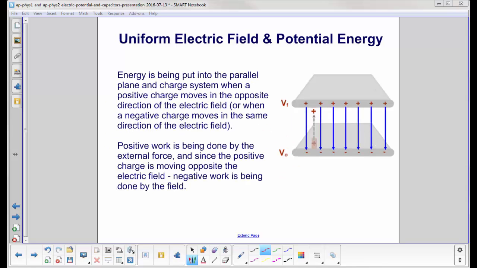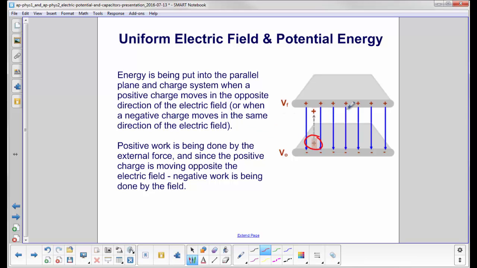Energy is being put into the parallel plane and charge system here when a positive charge moves in the opposite direction of the electric field. So let's circle what's going on here. Here's a positive charge, and it's moving upwards. The electric field is trying to push it downwards, so the only way it can go up is if you add an external force that pushes it up.